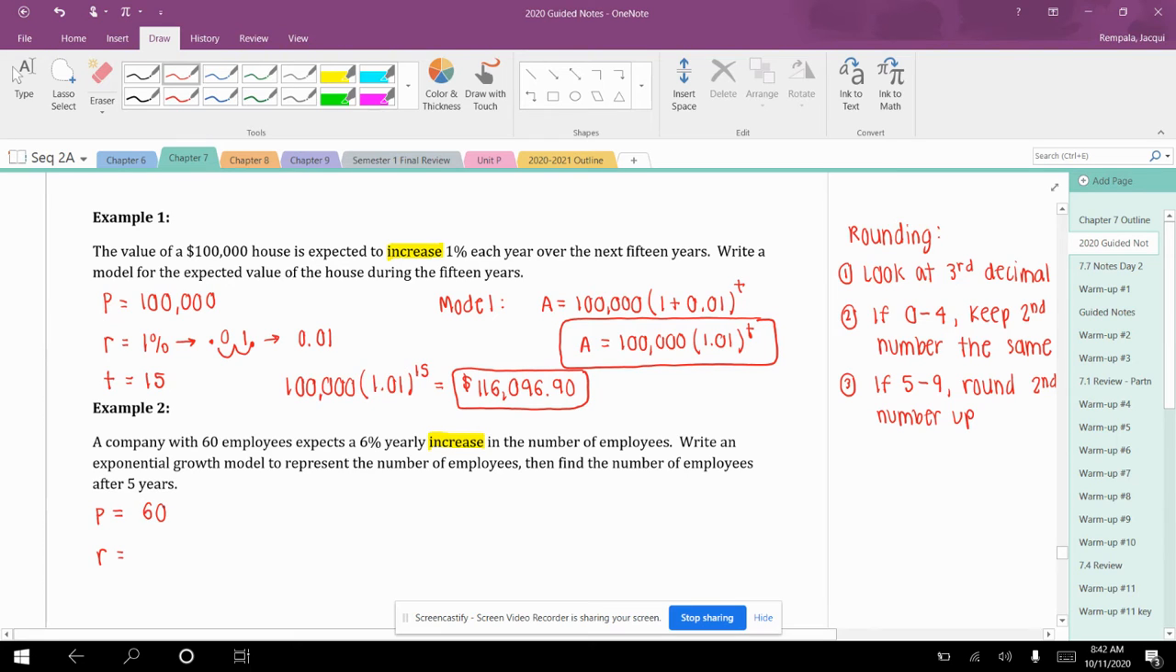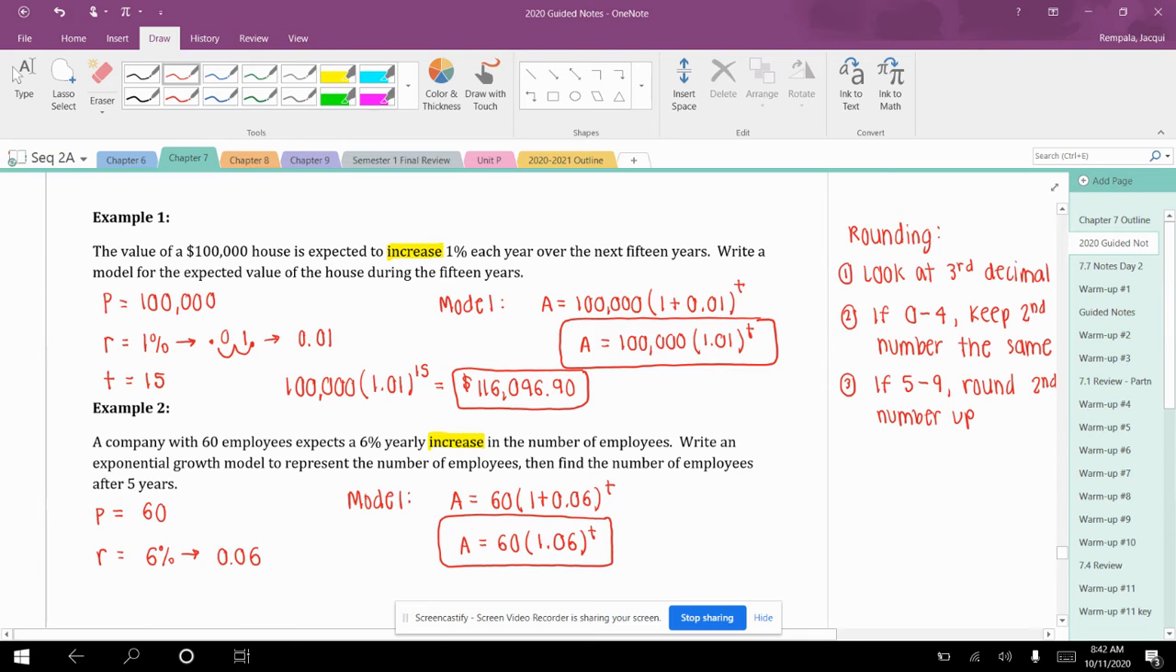Well, it says you're starting with 60 employees and you have a 6% increase, which I then have to change into a decimal. So once again, either divide 6 by 100 or move it 2 decimal places. So we should get 0.06. So my model, if I have those 2 numbers, would be A equals 60, and then in parentheses, 1 plus 0.06 raised to the power of t. I'm going to add the numbers in the parentheses together, and that's going to give me 1.06. So here is my model.